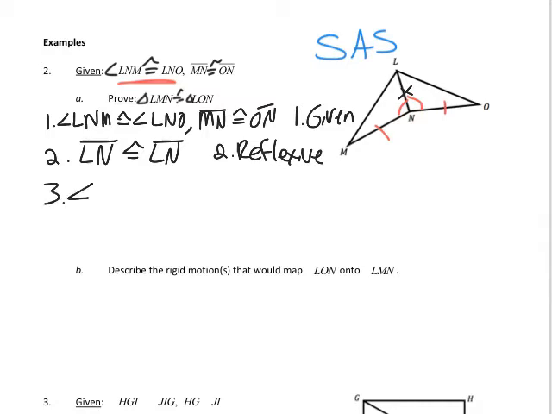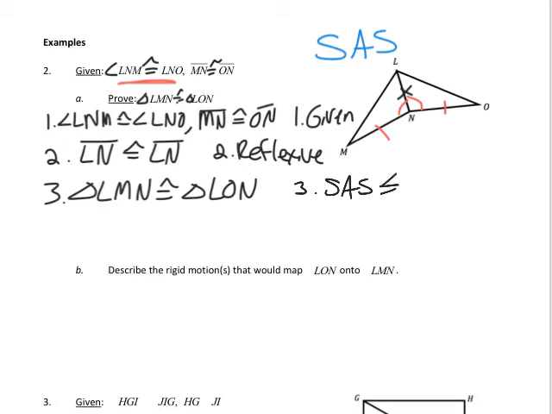I can say triangle LMN is congruent to triangle LON because I have side, angle, side congruence. So that is side angle side is congruent to side angle side. And your proof is done. It was a 3-step proof.